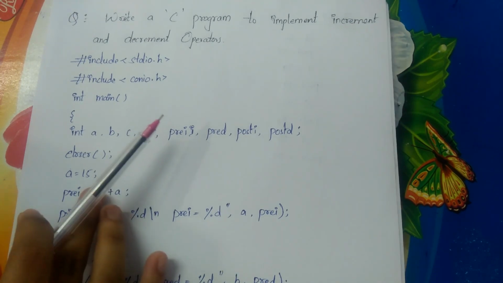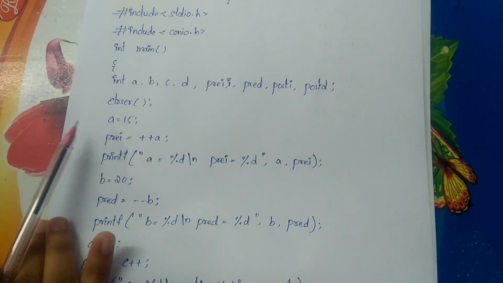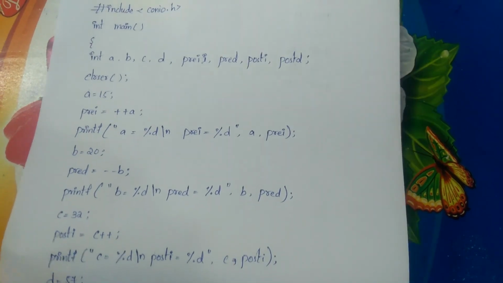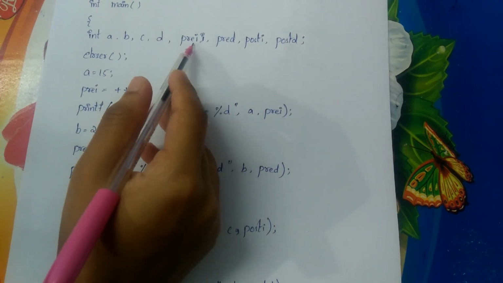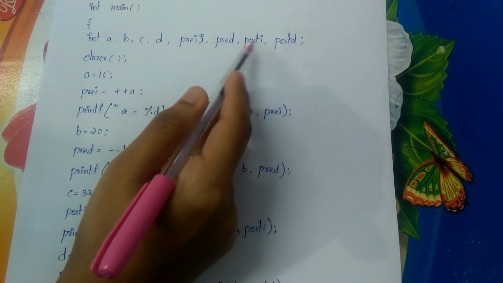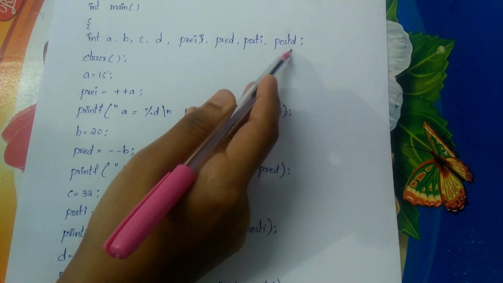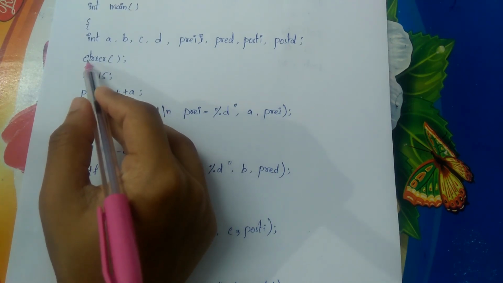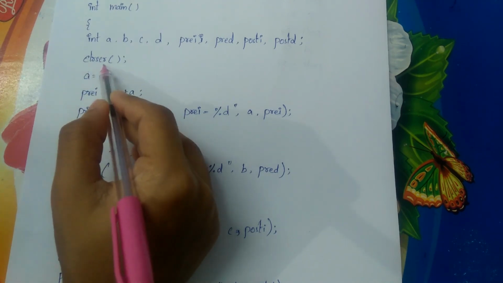Now first we have to declare the variables. So I am declaring the variables as a, b, c, d and pre-i, pre-d, post-i and post-d. In a, b, c, d I will be giving the values, and pre-i prints the pre-increment, pre-d prints the pre-decrement, post-i is for post-increment, and post-d is for the post-decrement. After declaring the variables, if you want to clear the previous output, then we can use the clear screen function.